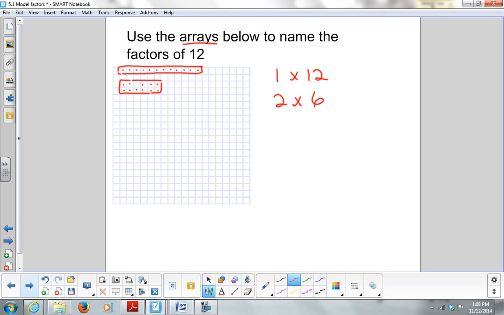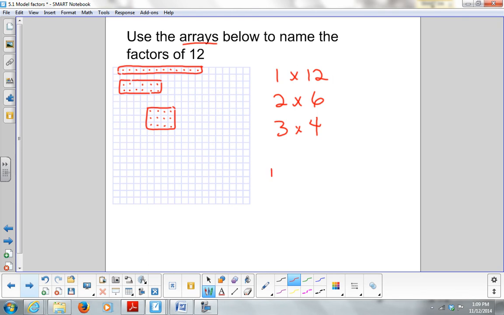I know I can go 3s. 1, 2, 3, 4, 5, 6, 7, 8, 9, 10, 11, 12. 3 times 4. Okay, is there any other ways to make 12? No, 5, 6s is there, 7 won't, 8 won't, 9 won't, 10 won't, 11 won't, and then we get to 12. So there are no more ways to name the factors of 12.